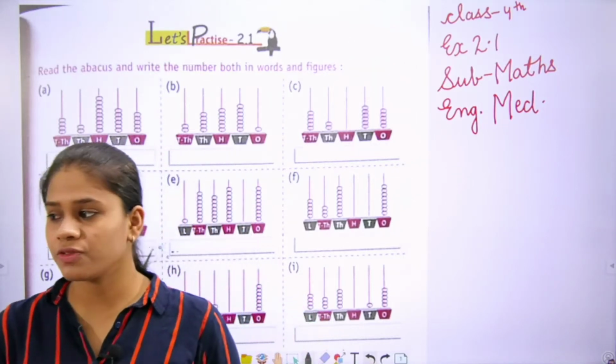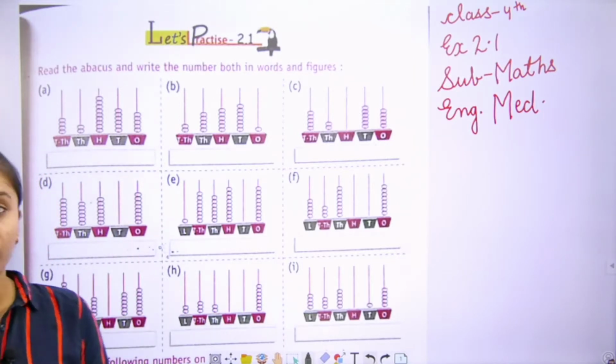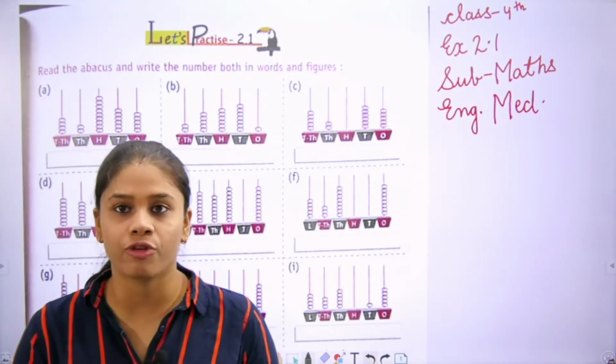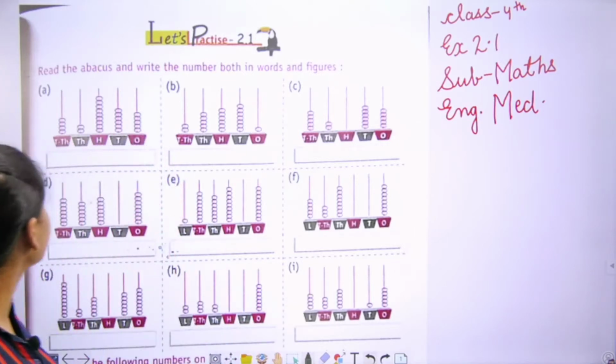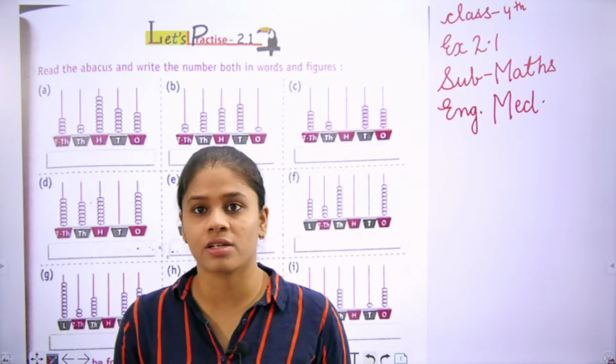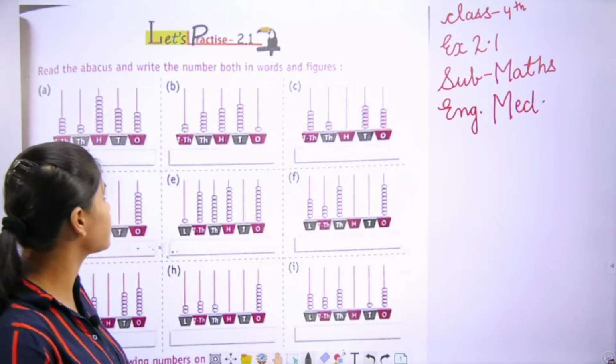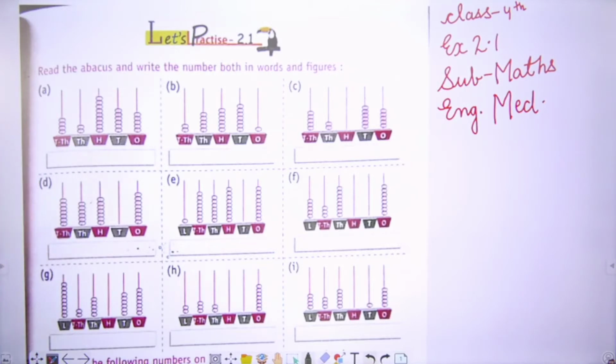In our previous video, we had already done chapter number 2. Now today we will start from exercise 2.1. Read the abacus. In our previous video, we had already discussed what is abacus. Read the abacus and write the number both in words and figures.